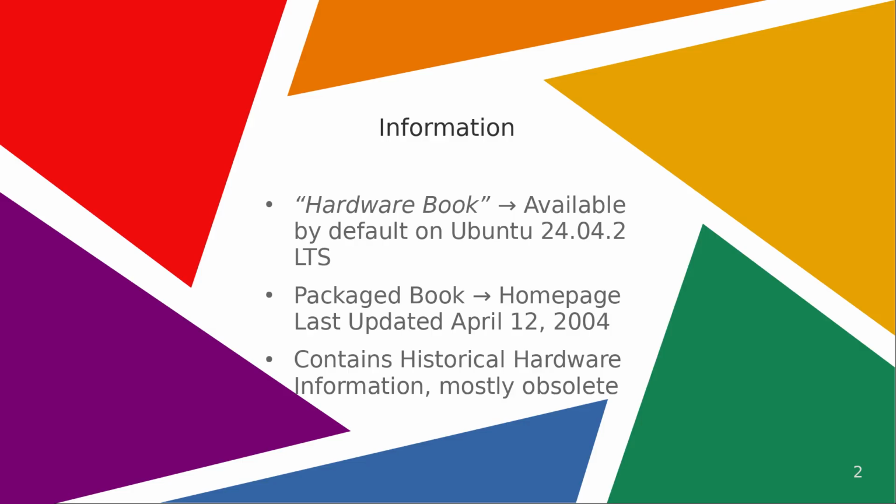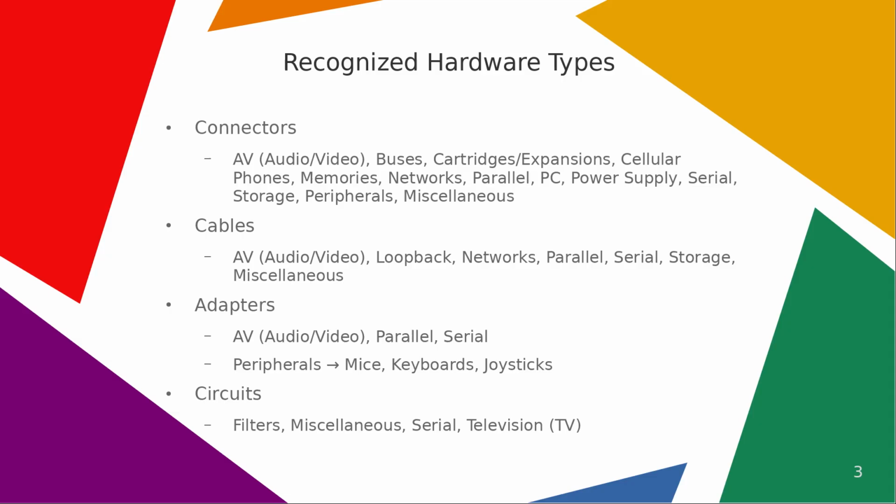The package book, as I already mentioned, was last updated in 2004, but the homepage specifically was last updated on April 12th that year. There is also mostly obsolete, of course, hardware information, and so while this may not be a modern reference, this is certainly a historical reference for hardware. The four main categories of hardware types, obviously this is no later than 2004, but the four main categories of hardware that were represented in the hardware book include connectors, cables, adapters, and circuits.